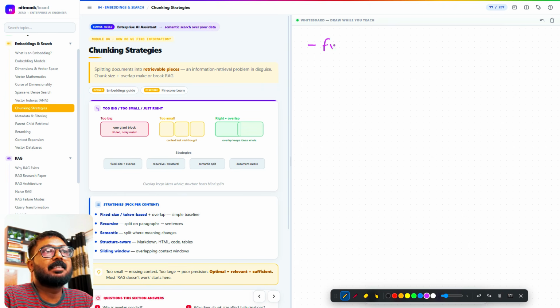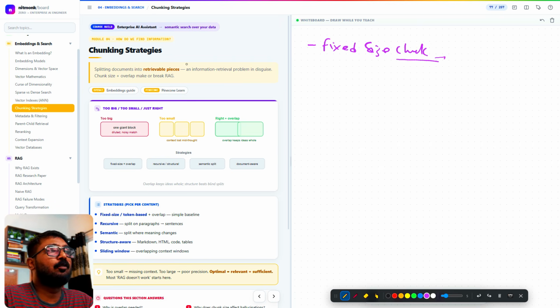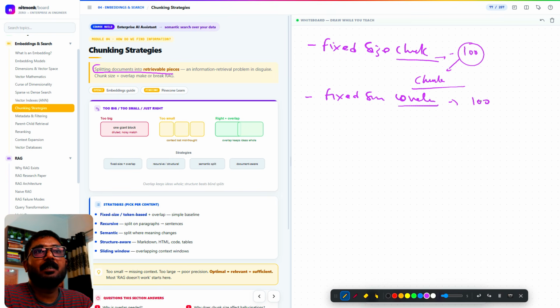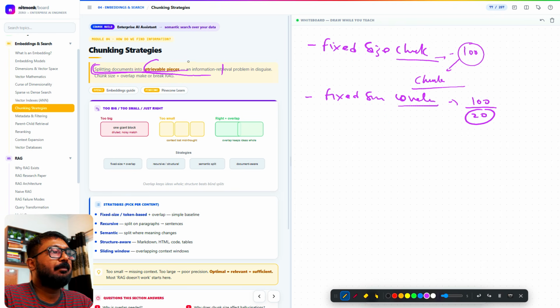So let's say there is fixed size chunking. What it does is, I go to a sentence and say pick 100 characters, and from these 100 characters build the chunk. That is fixed size chunking. There is fixed size with overlap. Let's do 100 and also a 20 overlap. First I'll take 100, and then I'll again take 100, but I'll take 20 from the previous chunk and then these 100. This way the overlap happens.